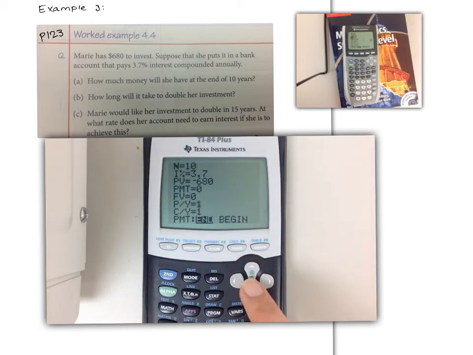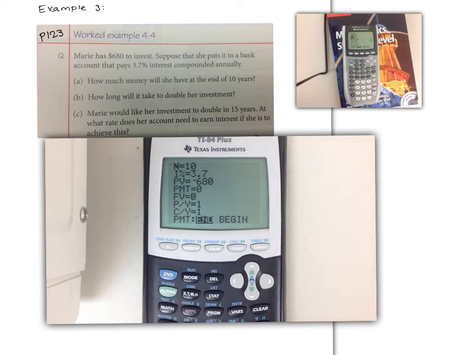Payments per year, that's always going to be 1. And then compounding per year, how many times are they accruing interest each year? They're just doing 3.7% annually, so once per year, so it would be a 1. If it was 3.7% monthly over 10 years, then compounding periods per year, C per Y, would be 12. If it was quarterly, C per Y would be 4. But it's only compounding once per year.